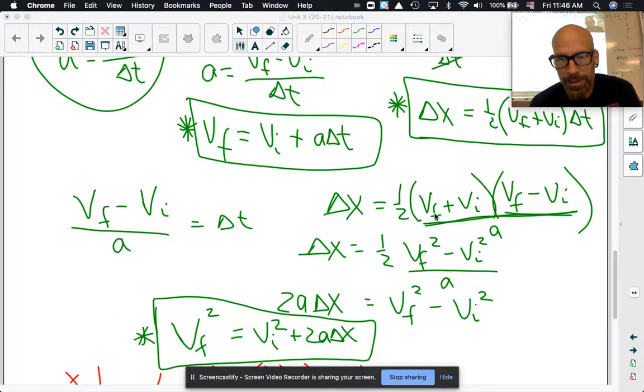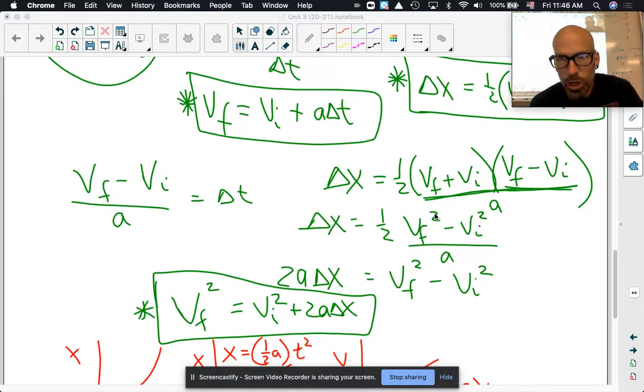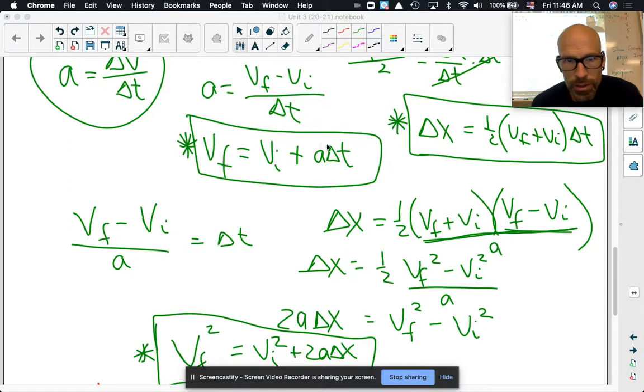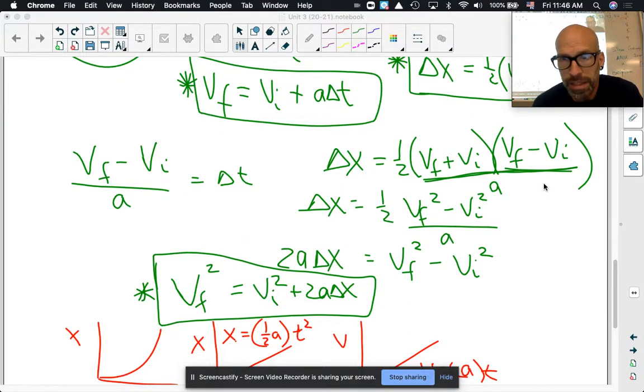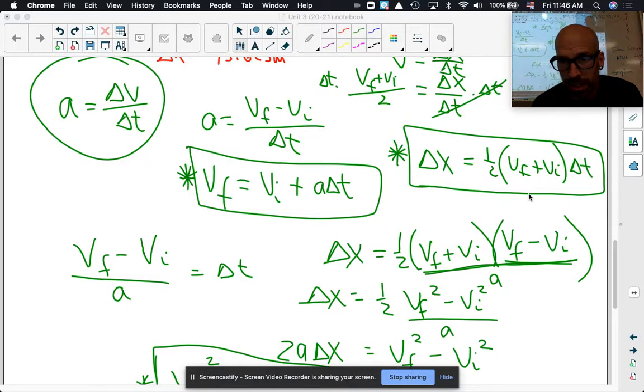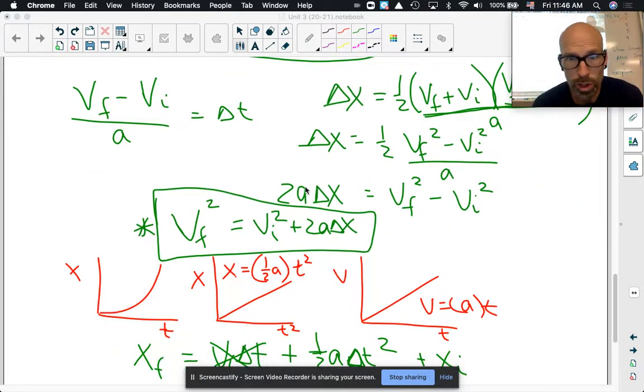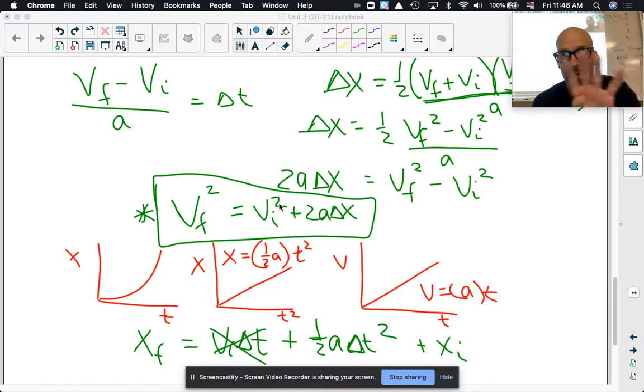And then this even got more complicated. I solved this equation for delta T, and I substituted it into this equation, delta T, and then we came up with this equation. So there's four equations, and I just posted the assignment on Classroom.